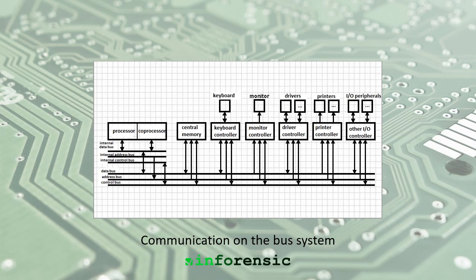Communication on the bus system. The keyboard, monitor, drives, printers and I/O peripherals communicate with controllers. The processor and the coprocessor communicate with the internal data bus, address bus and control bus. The internal data bus, address bus and control bus, and the central memory and peripheral controllers are connected to the data bus, address bus and control bus.